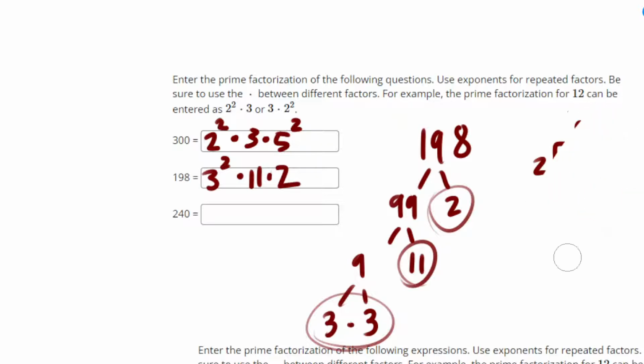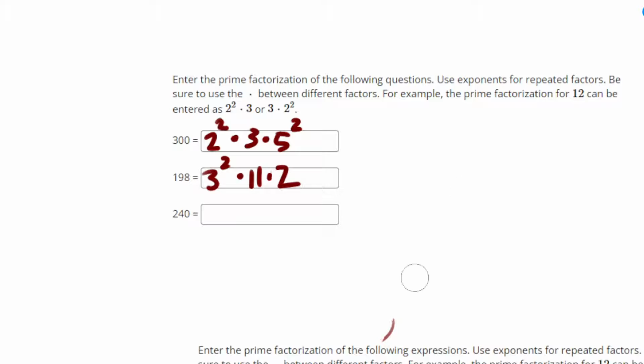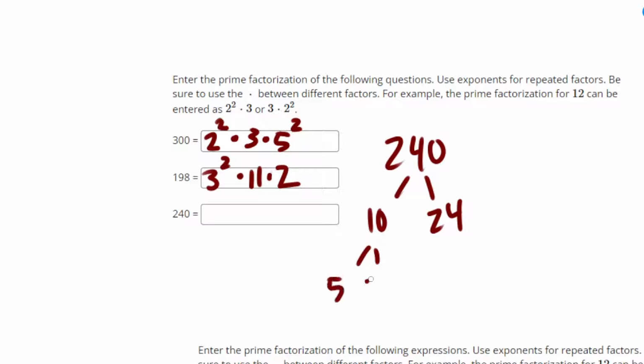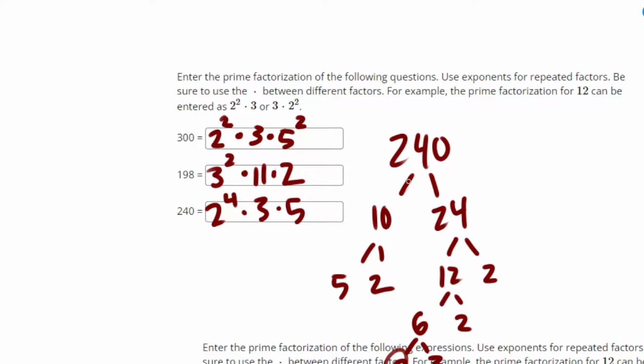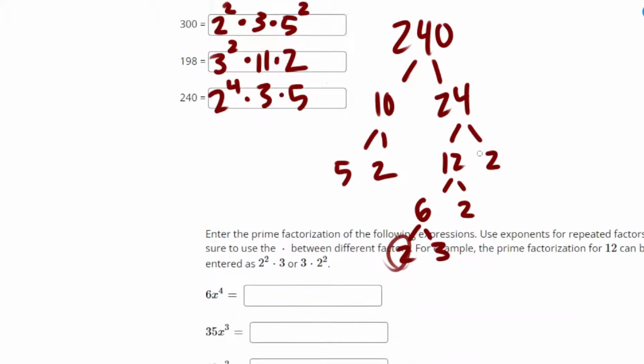So we have 3 squared times 11 times 2. And then for 240, we are doing the exact same thing. So we have 240. I'm going to divide by 10 because I know that there's a 0 at the end. So I have 10 and 24. 10 is 5 and 2. 24 is 12 and 2. 12 is 6 and 2. 6 is 2 and 3. So we have four 2's, so 2 to the 4th, and then we have a 3 and we have a 5. These would be your answer for that.